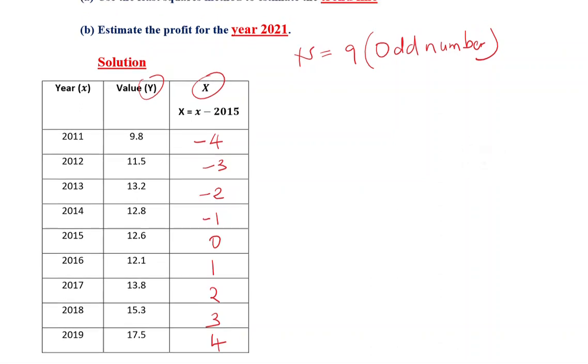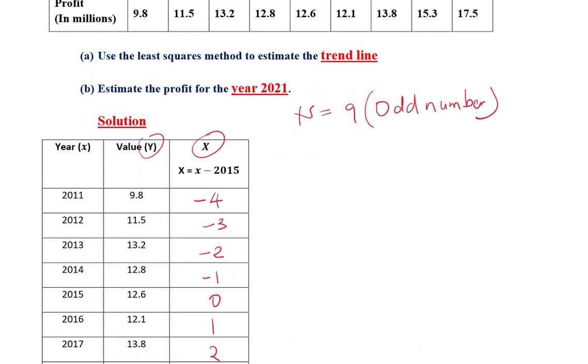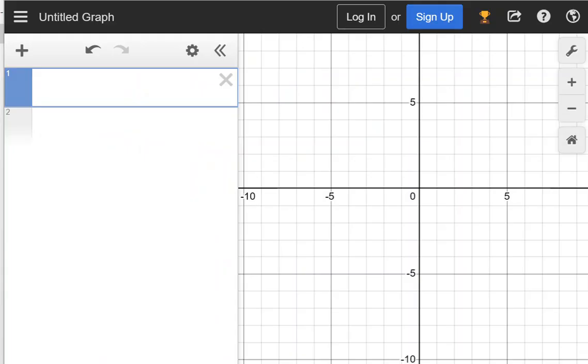Now, from there, we need to go to Desmos and make sure we use the value of capital X and the value of capital Y to get the equation or the trend line. So this is Desmos. How do we get there? You go to the website, www.desmos.com, and it will take you to the graphing calculator. And then from there you feed in the values. So I'll show you how to do it.